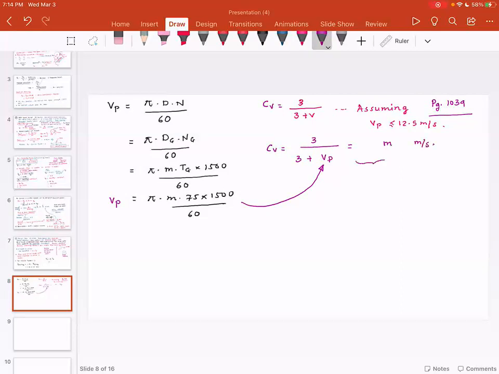So this velocity factor will be in terms of module. And in the next step, we are going to follow the same procedure, and we are going to use the beam strength equation and then determine the module.